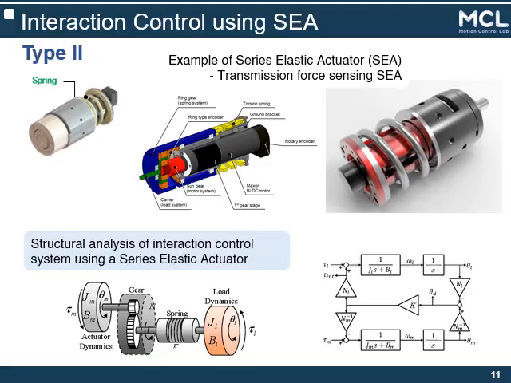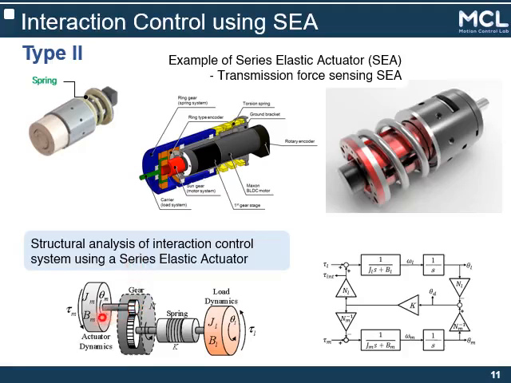Series elastic actuator is one example of the second type interaction control actuator, which has a spring or elasticity to measure the interaction force. Notice that SEA utilizes an encoder to measure the force, unlike the general force sensor. The structure of SEA can be illustrated as this.